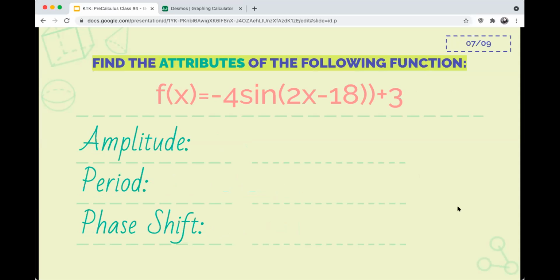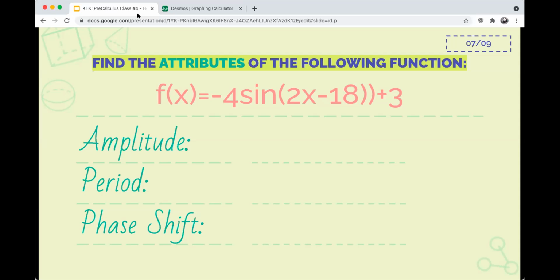So here's something that you can do really, really quick. It's 6:34. I'll give you just 1 minute to do this. Find the attributes of the following function. It's just one value for each one: amplitude, period, and phase shift. So right now it's 6:34. At around 6:35, actually, I'll set an alarm. 6:35 or 1 minute, we'll go over the answer for this. So timer. 1 minute.